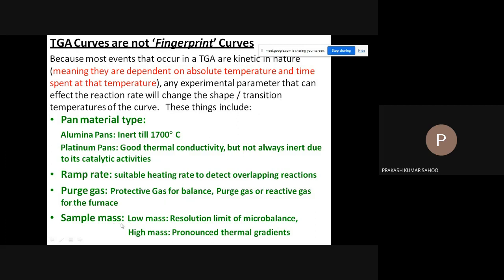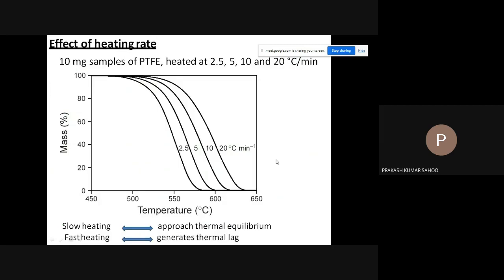Then sample mass: if it is low mass, there is the resolution limit of the microbalance. If it is high mass, there is pronounced thermal gradient. Then we have the effect of heating rate, that is a 10 milligram sample of PTFE heated at 2.5, 5, 10 and 20 degrees centigrade per minute. This is the time with temperature and mass. We have the plots like this.